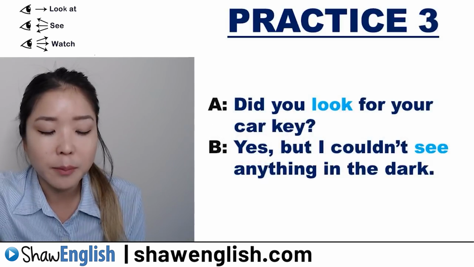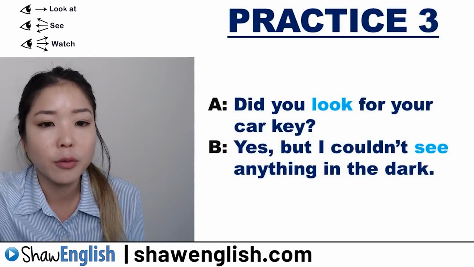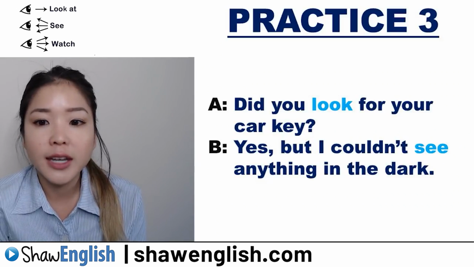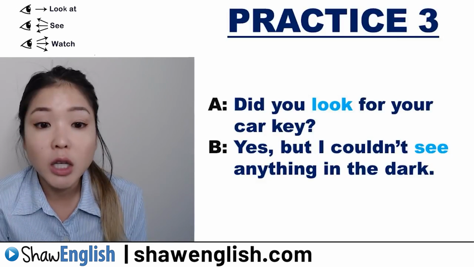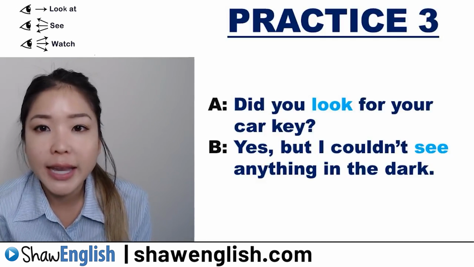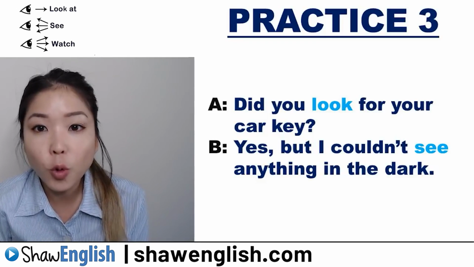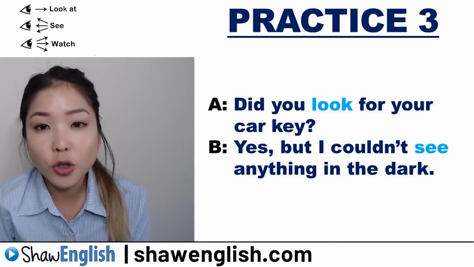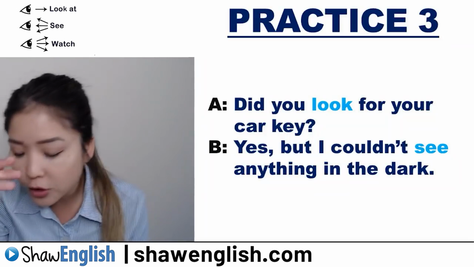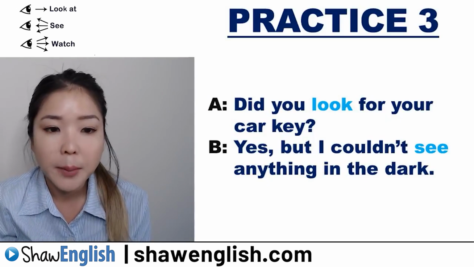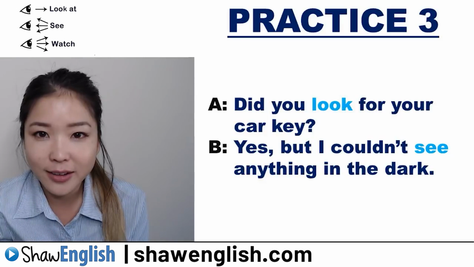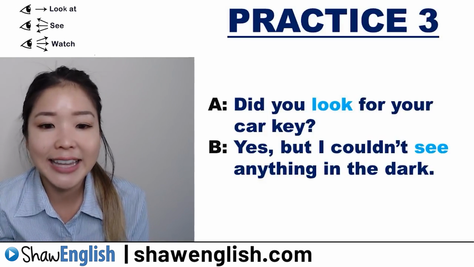Practice question number 3, or practice example number 3. A says, did you look for your car key? Did you look for your car key? Okay, so remember when we say look and then the preposition for, it's like saying search for, right? You lost your car key. Did you search for it? Did you look for it? B says, yes, but I couldn't see anything in the dark.